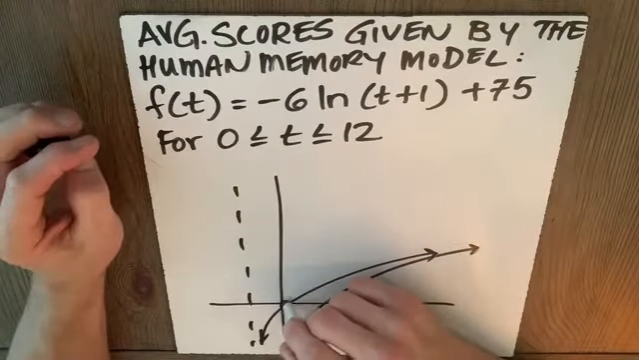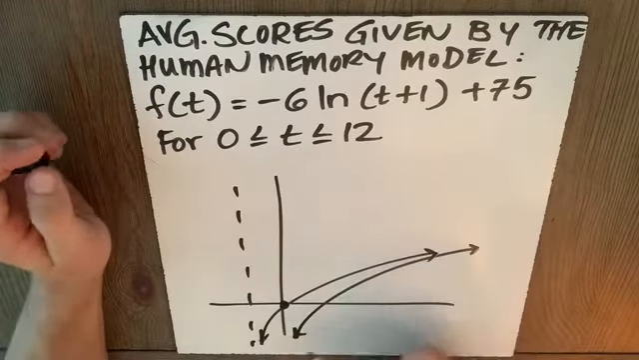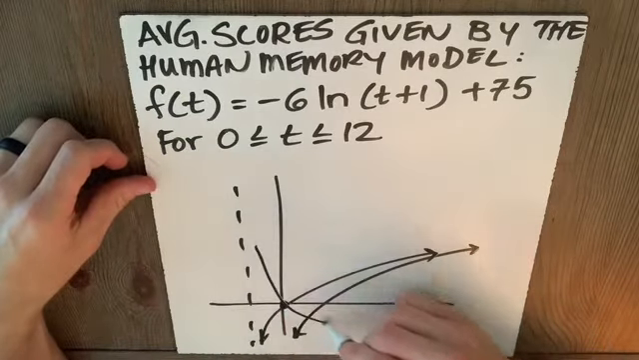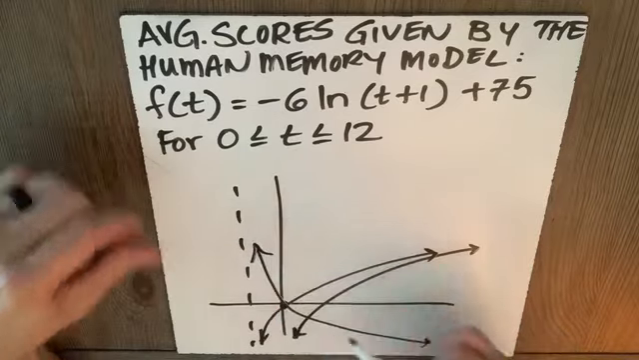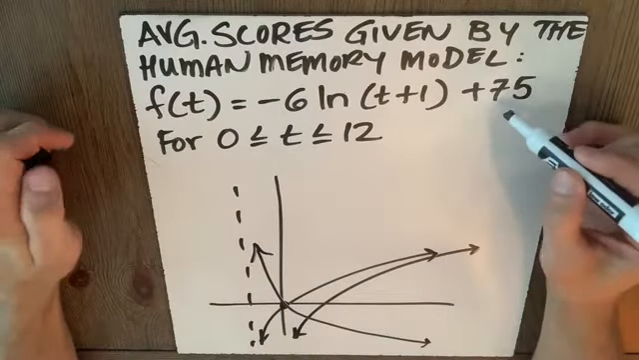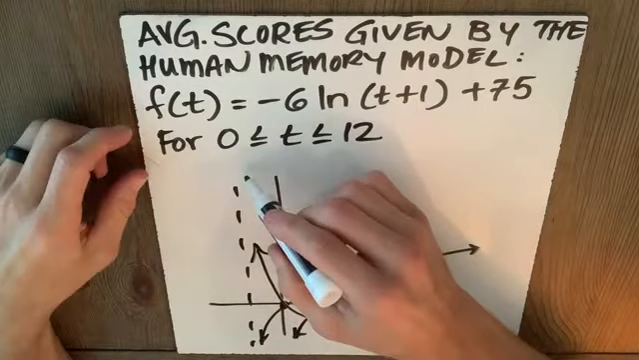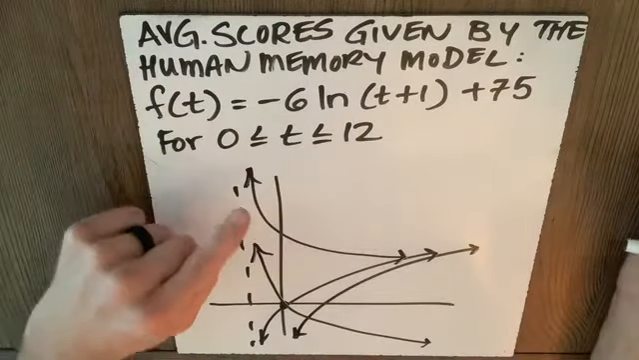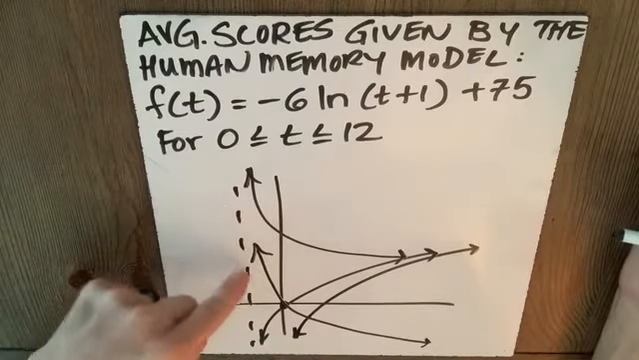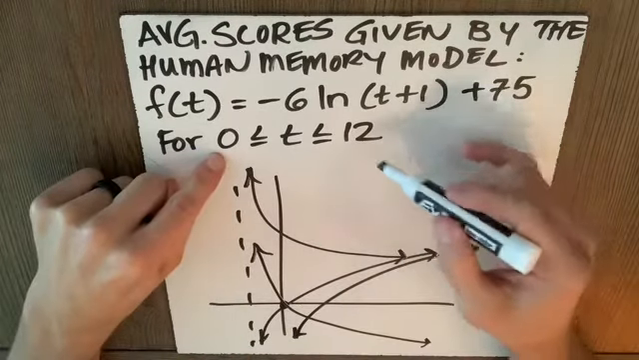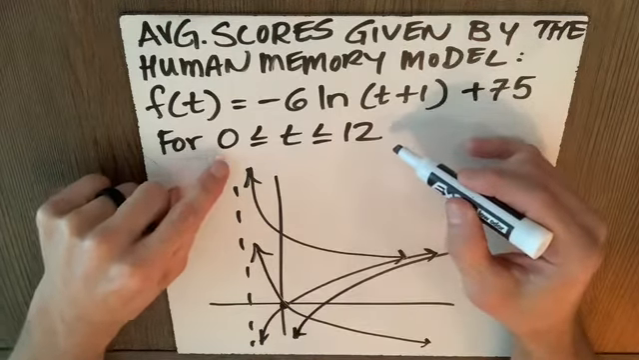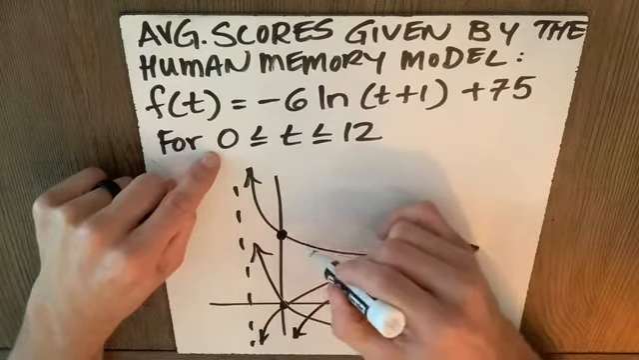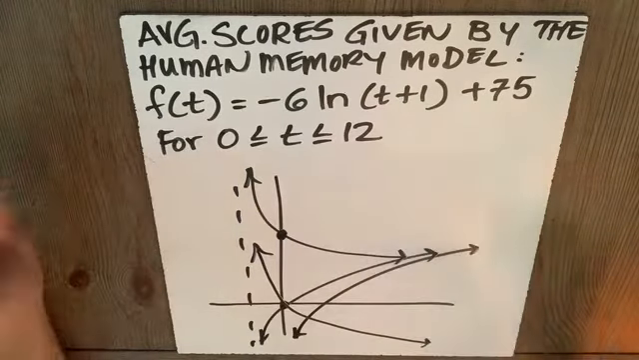So let's look at what's happening with this graph here. Instead of going like this, if we reflect it, it's going to be like this. So here is our graph, and then the 75 outside affects the y. We're going to move it up. So finally, our graph will look something like this. Now, of course, we have this asymptote at x equals -1, but time is always going to be positive. So we're going to start at t equals 0 and move to the right. So that will be the shape of our graph.